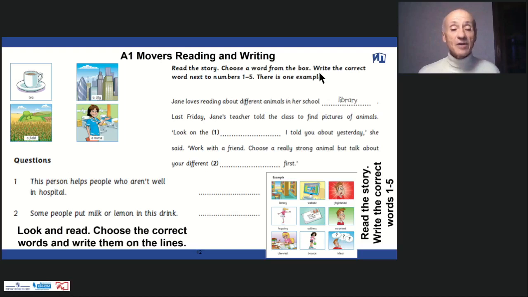And children will also guess. Some people put milk or lemon in this drink. What sort of drink is it? Do they put lemon in? That's certainly tea, of course. Look and read, choose the correct words, and write them on the lines.